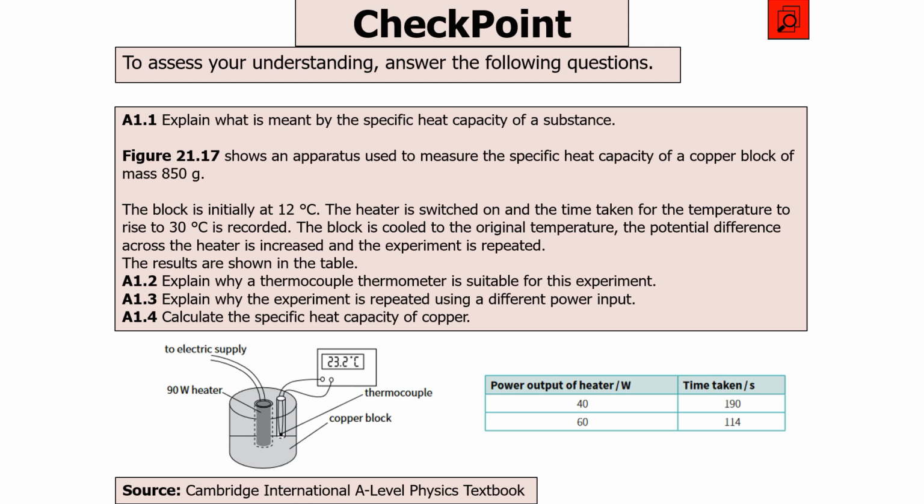Now the figure shows the apparatus used to measure the specific heat capacity of a copper block of mass 850 grams. The block is initially at 12 degrees Celsius. The heater is switched on and the time taken for the temperature to rise to 30 degrees is recorded. The block is cooled to the original temperature and the potential difference across the heater is increased and the experiment is repeated. The results are shown below. Explain why a thermocouple thermometer is suitable for this experiment. Explain why the experiment is repeated using a different power input and calculate the specific heat capacity of the copper. So pause the video now, then unpause the video when you want to go through your answer.